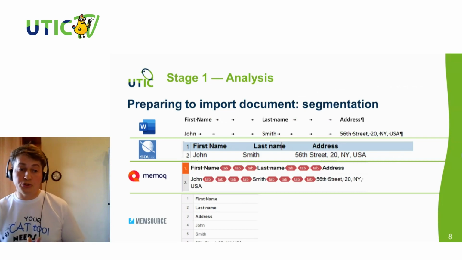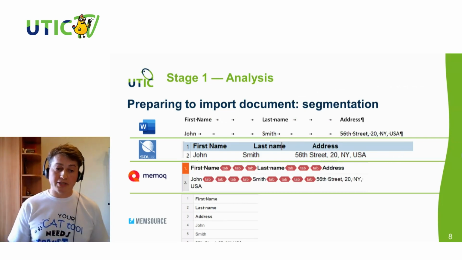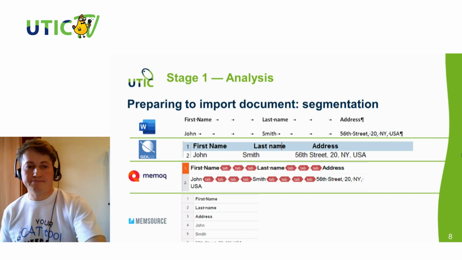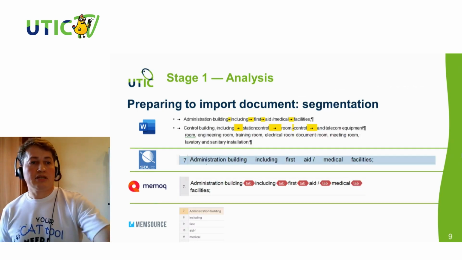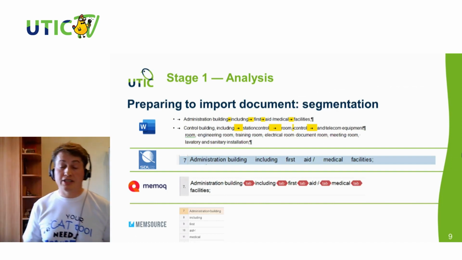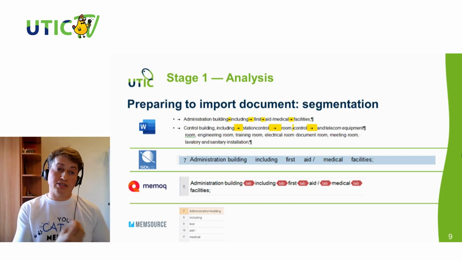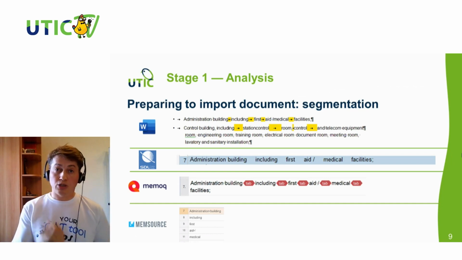By default, Studio and MemoQ will not split the text into separate segments on tab characters, and MemSource will segment the text on tab characters. In this particular case, MemSource segmentation is better. However, for some documents, such as this badly formatted document, MemoQ's and Studio's default segmentation will be better.